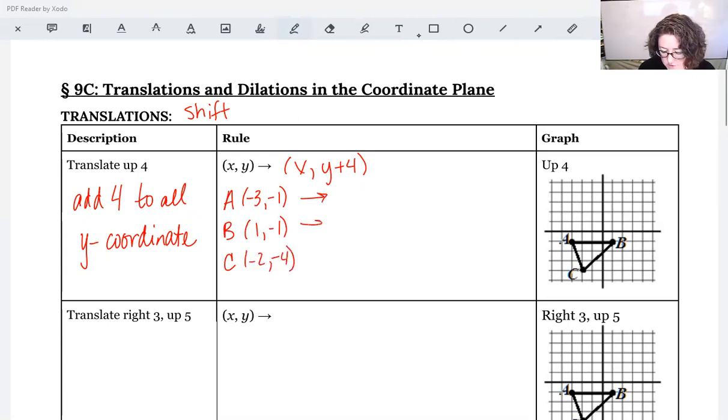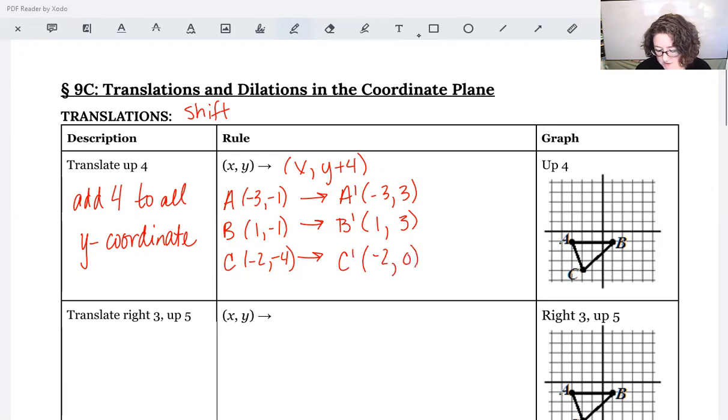So if our rule is that we're going to shift everything up 4 units, we could just count this on the graph. But again, we want to practice doing this just in case we have larger coordinates that we can't easily see on a graph. Maybe we don't have big enough graph paper for it. So all we have to do is add 4 to all our Y coordinates. So that would make our new A prime (-3, +3), because -1 plus 4 gives you the +3. Our B prime will be (1, +3) again, because they have the same Y coordinate. And then our C prime is going to be (-2, 0), because -4 plus 4 is 0.